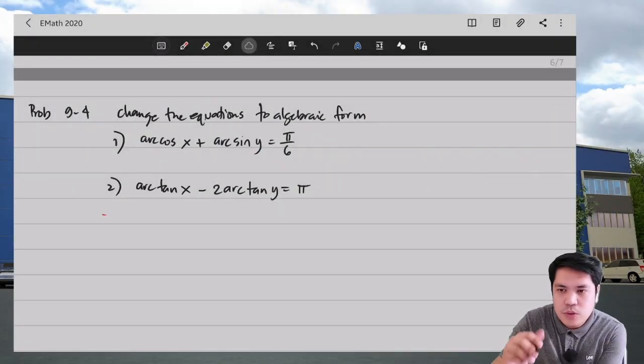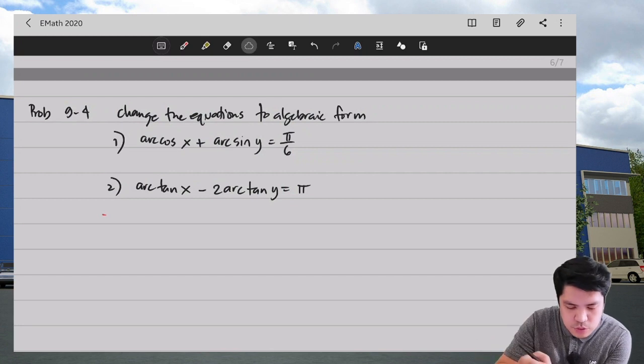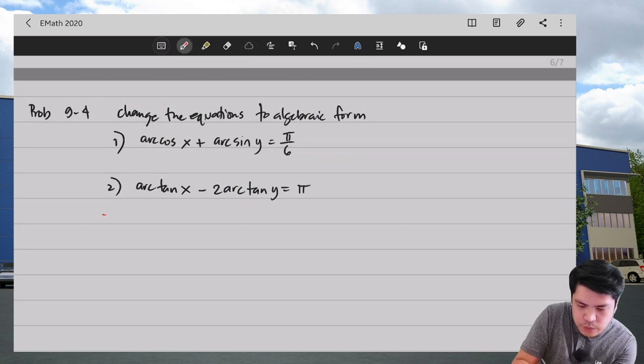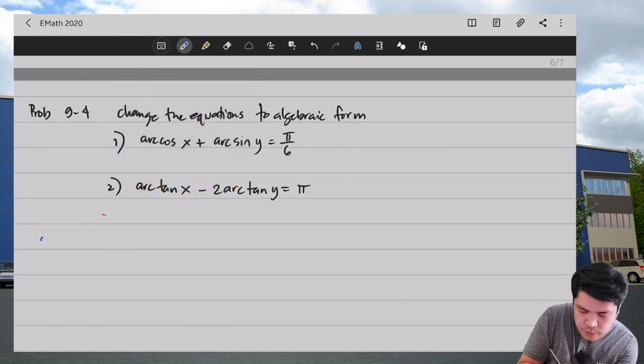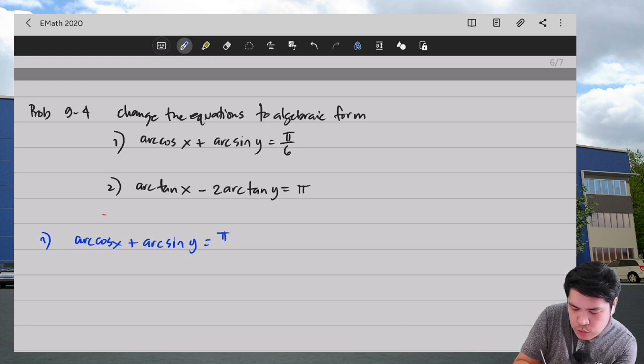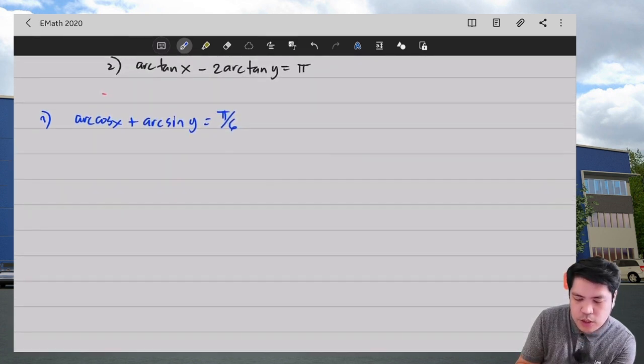So let's now proceed to our next example. Problem 9-4. Change the equations to algebraic form. So let's start with number 1. We have arc cosine x plus arc sine y is equal to pi over 6. So kailangan natin i-change siya to algebraic form.